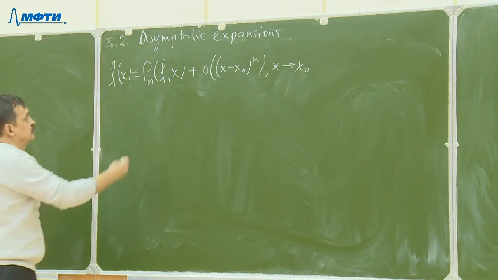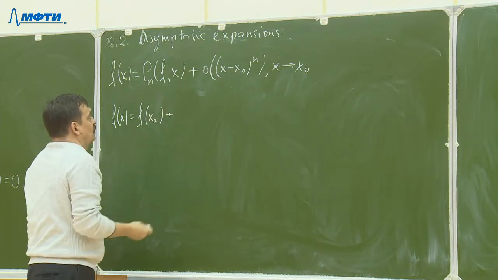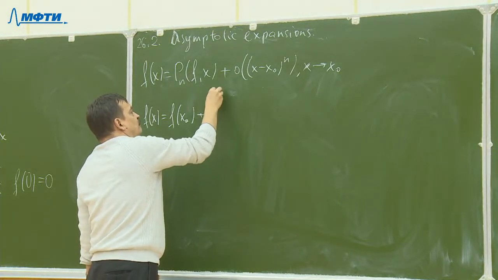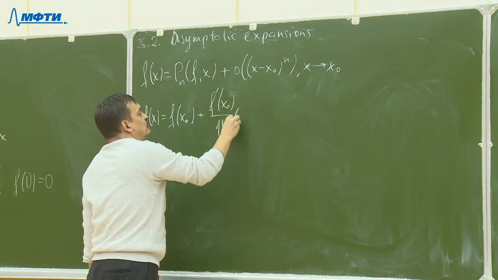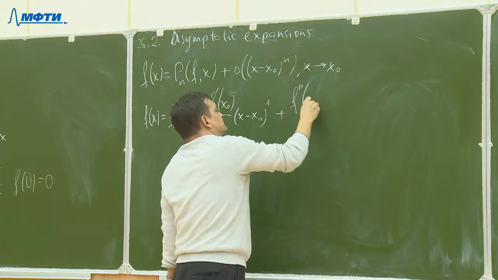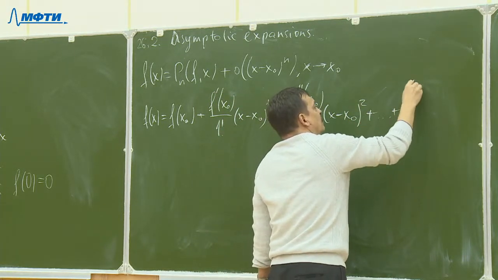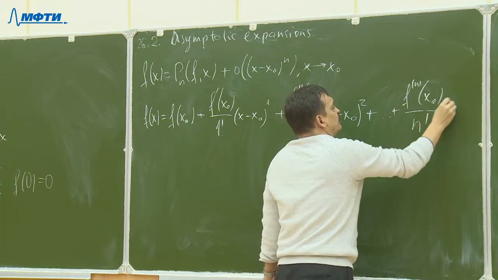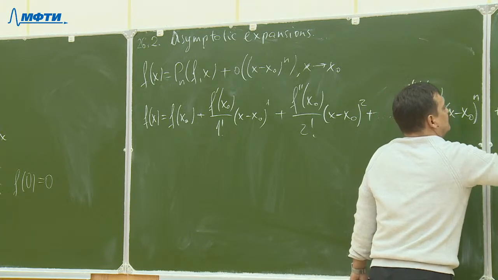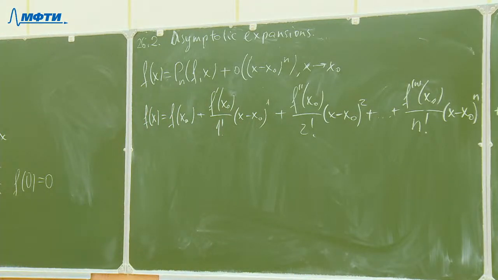So what is the expansion? The expansion is, so we have f of x naught. I am writing down the Taylor polynomial, plus f prime at x naught over 1 factorial times x minus x naught power 1, plus the second derivative over 2 factorial times x minus x naught squared, and so on up to the nth derivative at x naught over n factorial times x minus x naught to the n, plus little o of x minus x naught power n as x tends to x naught. That is an example of asymptotic expansion.